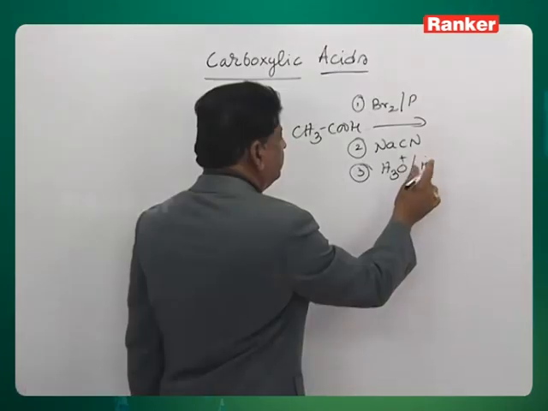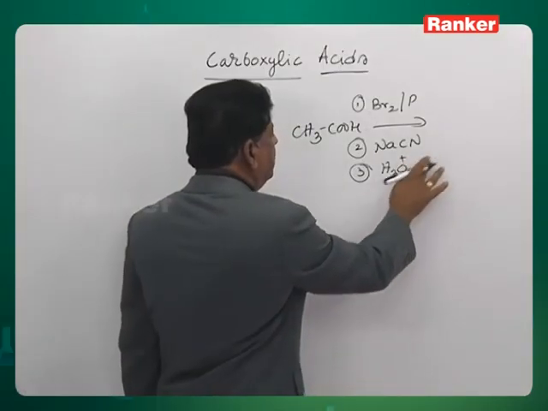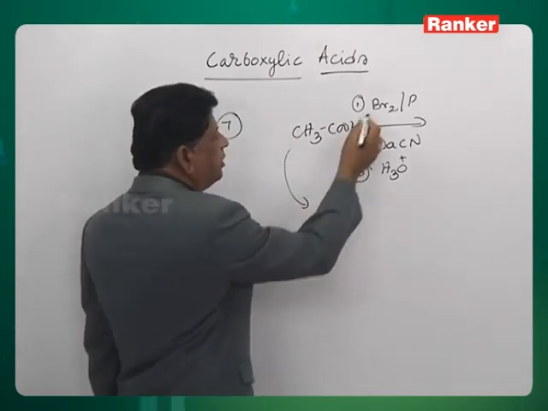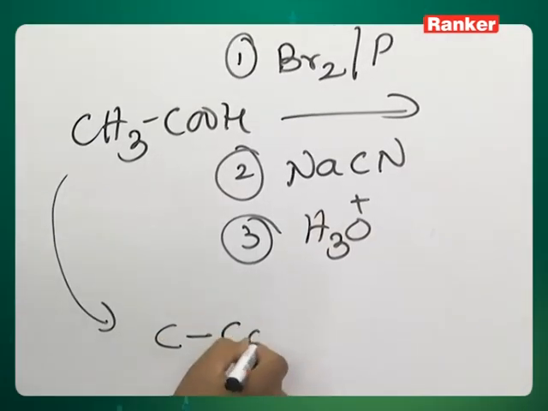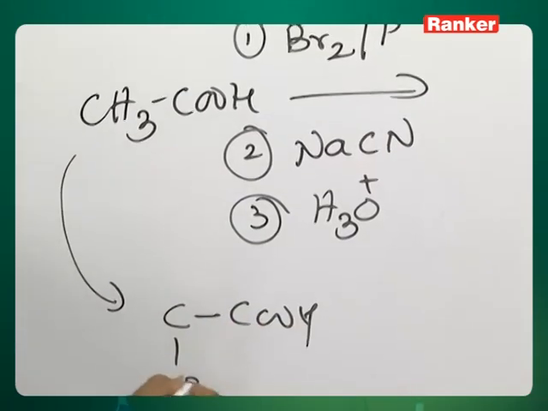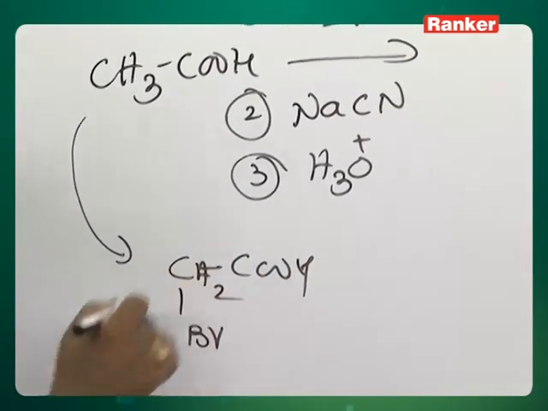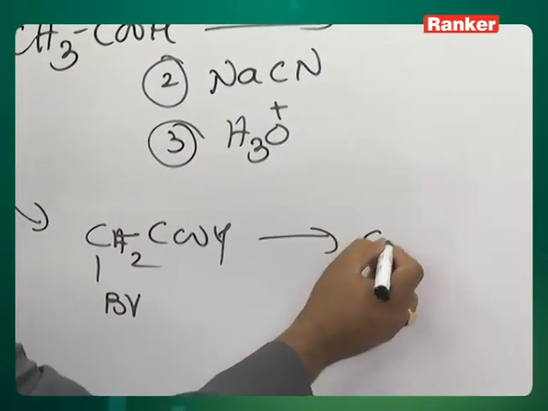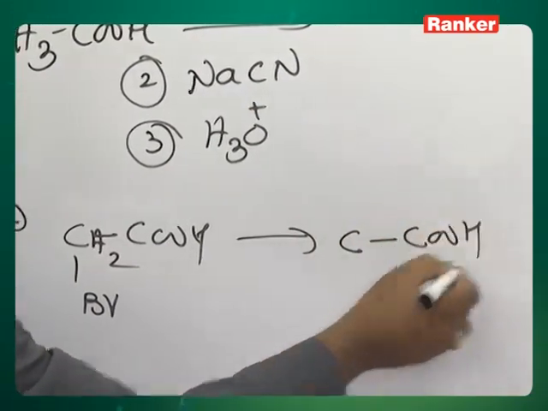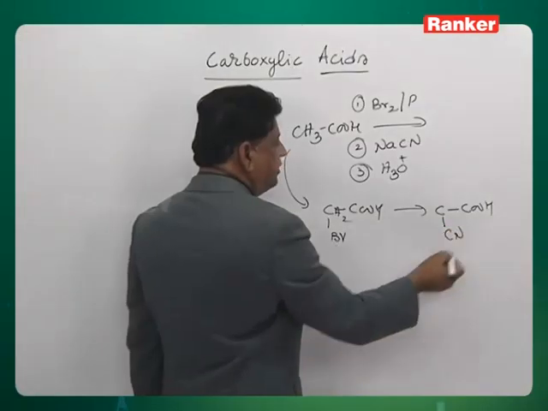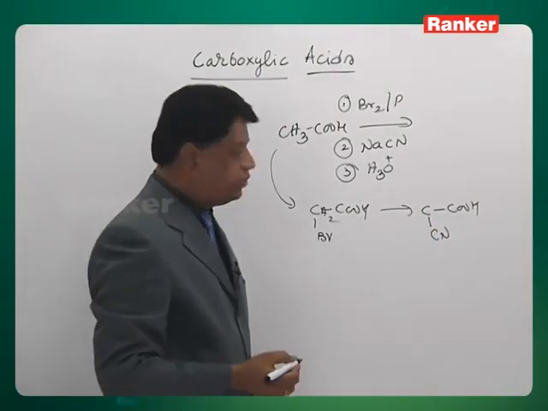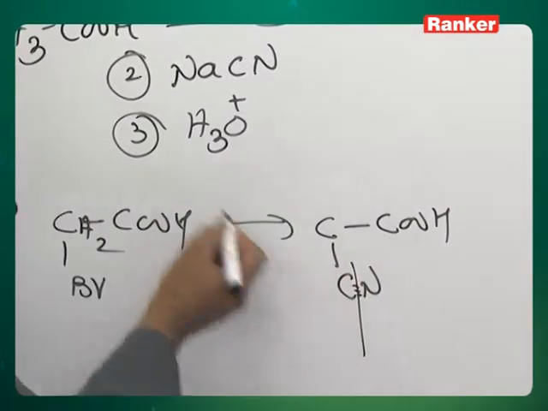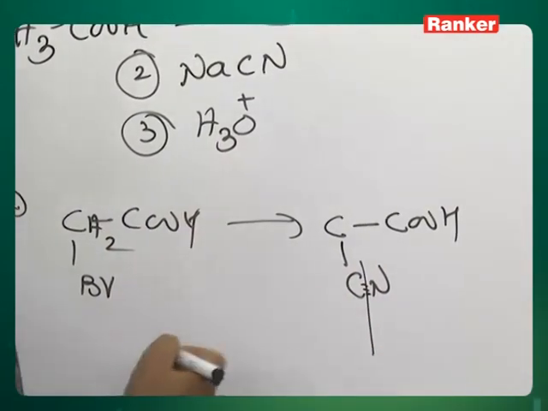During the course of this reaction, first acetic acid will become alpha bromo acetic acid, as a bromine enters here. This compound on treatment with sodium cyanide, in the second step, has the cyanide enter in place of bromine. It is a replacement reaction, a nucleophilic substitution reaction. This cyanide, which has a triple bond, will undergo hydrolysis and become a carboxylic acid.